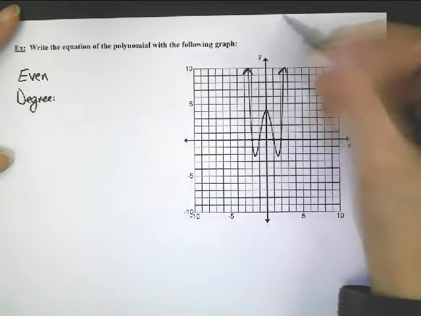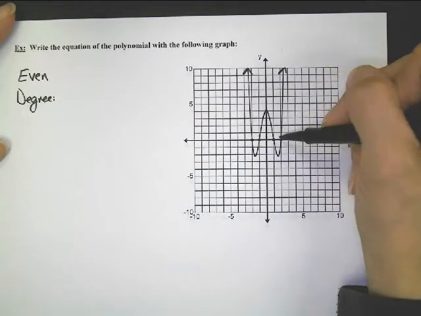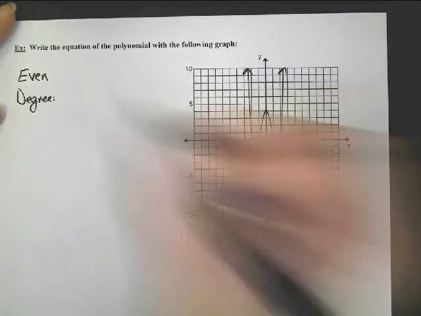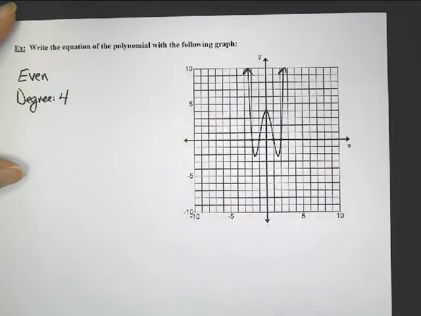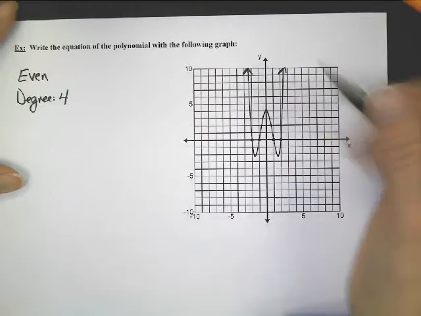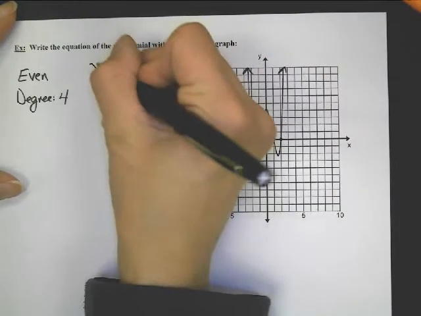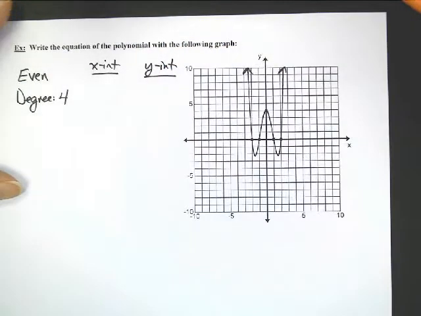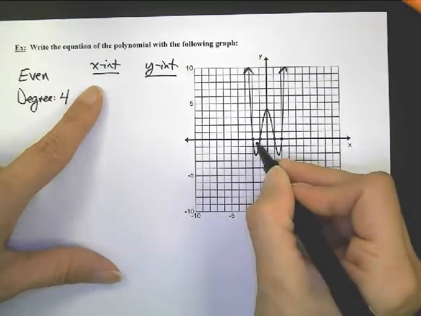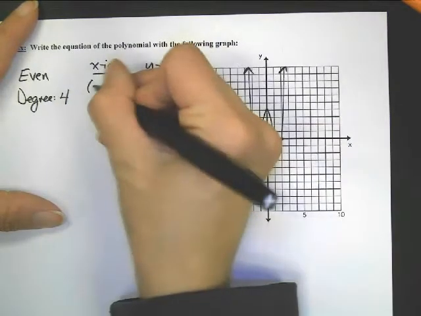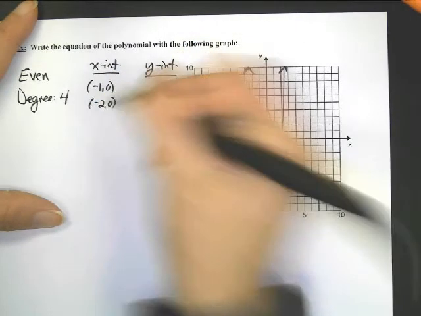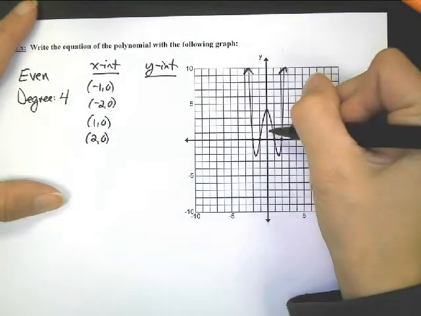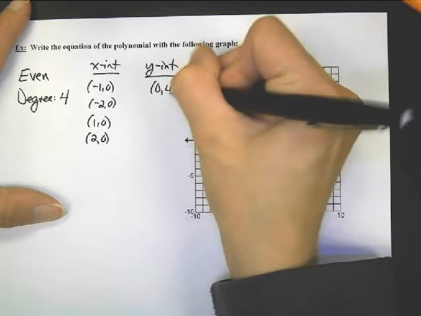The degree of this polynomial, since it has 4 x-intercepts, is definitely an even number. I'm not going to say 2, it's fancier than a parabola. I'm going to say the degree is 4, even with a degree of 4. You should also analyze this graph, and we need to make sure that we list all of the x-intercepts and the y-intercept for the graph that you see. So on the x-axis, I see (-1, 0), (-2, 0). I also see (1, 0) and (2, 0). The y-intercept is (0, 4).